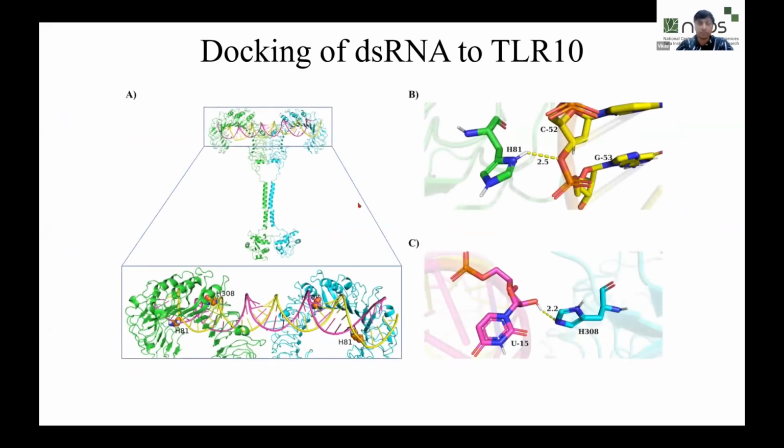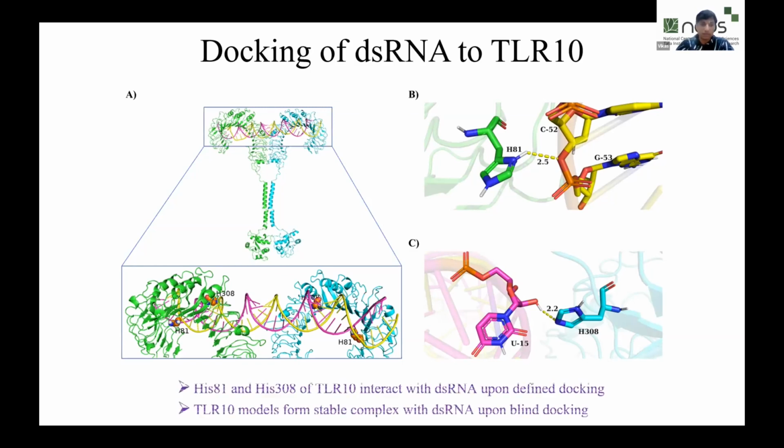Recently it has been shown that TLR10 can recognize double-stranded RNA when it localizes to the endosome. To understand the interaction between the RNA and TLR10, we did RNA-protein docking, and we could identify a few conserved histidine residues which can interact with the double-stranded RNA, as shown in these figures. We did this docking of RNA in the closed form of the TLR10 model as well. We subjected this complex again to MD simulation, and we found that the complex formed is stable in nature.